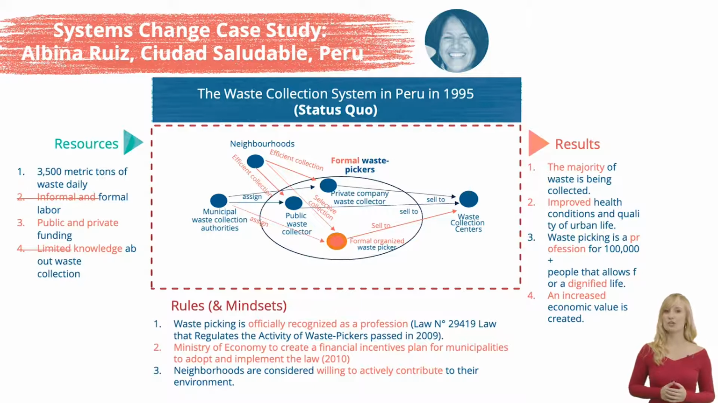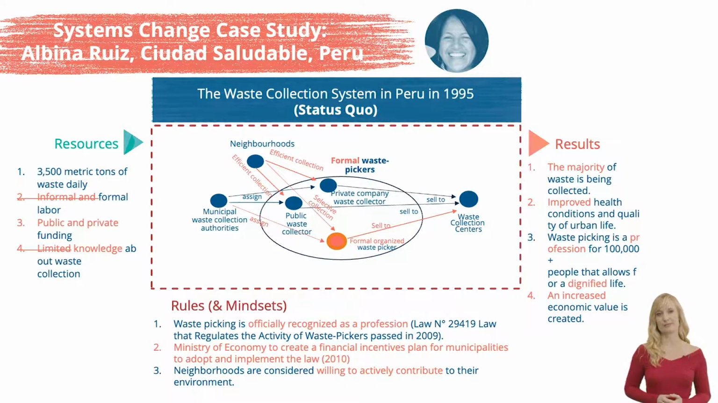Albina also envisions a change in the rules of the system. There must be a change in the legal framework for waste picking to be officially recognized as a profession. And indeed, a law was passed in 2009 that today regulates the activity of waste pickers. There must also be an incentive mechanism for incentivizing actors across the system to properly manage their waste. This was implemented in 2010 by the Ministry of Economy by creating a financial incentives plan for municipalities to adopt and implement the law. And neighborhoods are considered willing to actively contribute to the environment by becoming part of and paying for waste collection.